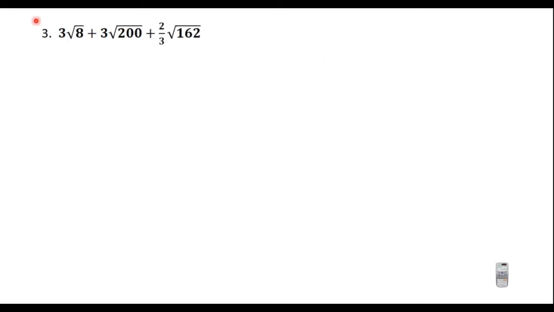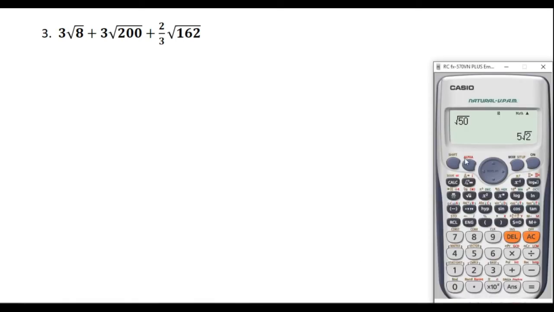Let's pick the next example. We have 3 square root of 8 plus 3 square root of 200 plus 2 over 3 square root of 162. So here too, let's try this on the calculator and see. So once again, you tackle what is under the square root sign. So here we change square root of 8 to its basic form. We change square root of 200 to its basic form. We change square root of 162 to its basic form.